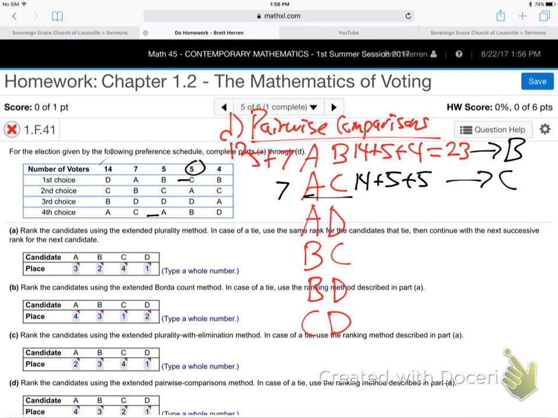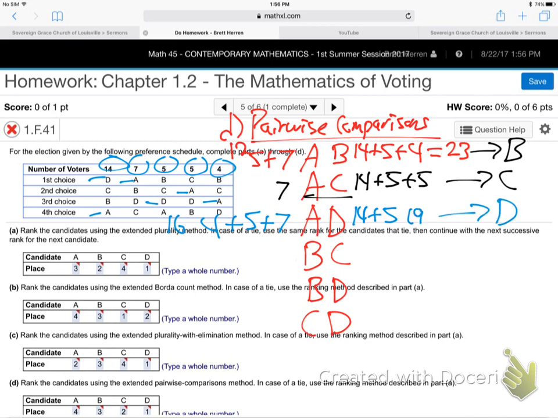So this one's pretty tedious, a lot of adding up. So A versus D, the 14 people, they like D. The 7 people, they like A. The 5 people, they like D. The next 5, they like A, so it's a little close here. The last 4, they like A. Hey, maybe A won that. Did he? 16, oh no, 16, 19, D still won, yeah. So it came out 16 to 19.